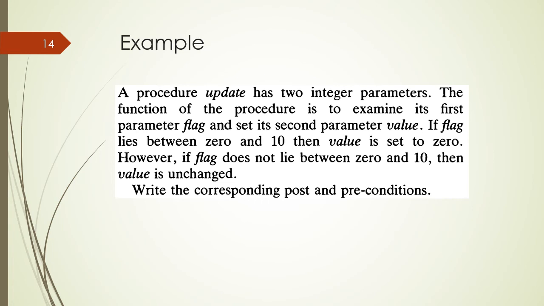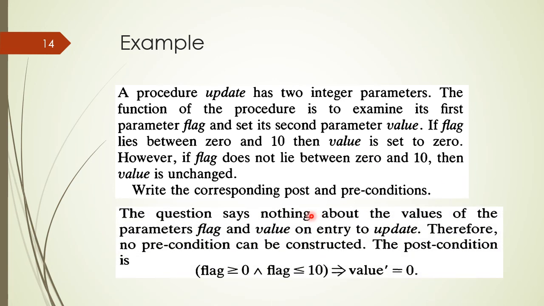Now we have another example. A procedure with the name update has two integer parameters. The function of the procedure is to examine its first parameter flag and set its second parameter value. If flag lies between 0 and 10, then value is set to 0. However, if flag doesn't lie between 0 and 10, then value is unchanged. Students, you need to write the corresponding post and precondition for the procedure update.